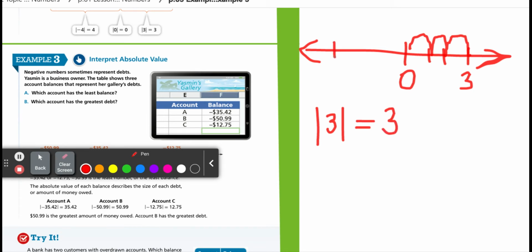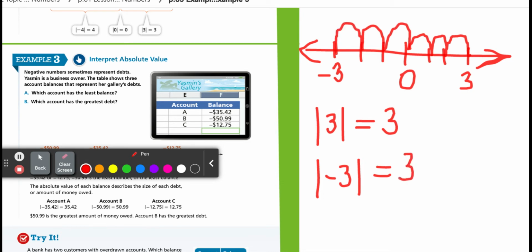Well, now I can say the same thing. I can say, what's the absolute value of -3? So if I ask you, what's the absolute value of -3, we have to remember that absolute value is always positive. What's the distance from 0 to -3? The distance from 0 to -3 would be 1, 2, 3. So the distance from 0 to 3 is 3, and the distance from 0 to -3 is 3. So both 3 and -3 are the same distance from 0.